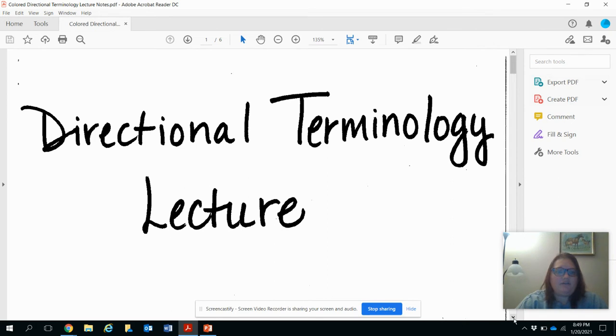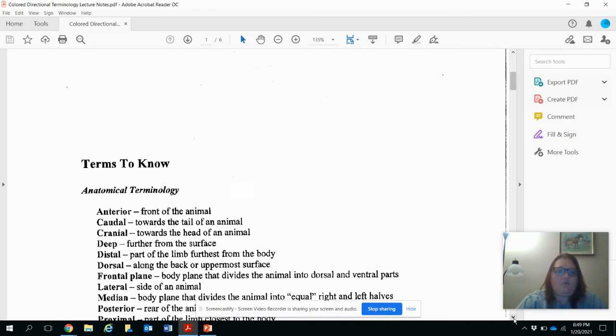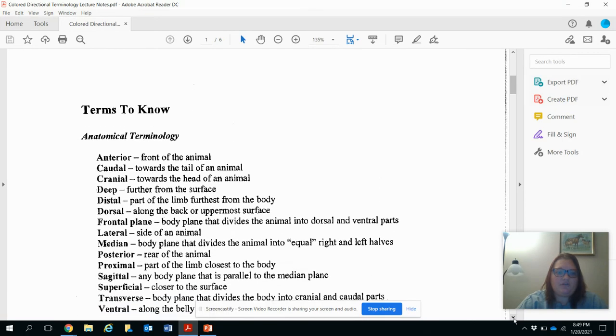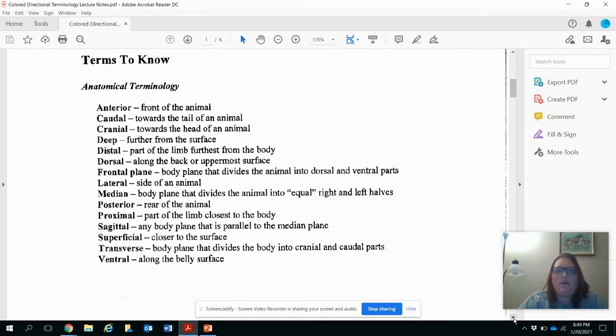So here is your directional terminology lecture notes. You have the terms to know here. So we did go over anterior, the front of the animal's body. Caudal is towards the tail. Cranial is towards the cranium, the head of the animal. Deep is further from the surface. Distal is off in the distance, so the furthest portion of the animal's body.